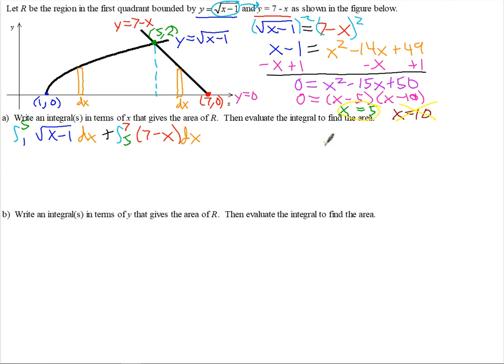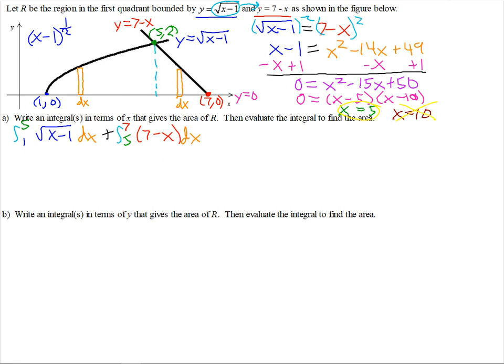Then sometimes we'll ask you to set up, sometimes actually evaluate. So let's evaluate this. This one you could think of as square root of x, sorry, x minus 1 to the 1/2. And then you can use u substitution, setting u equal to x minus 1. Or you can use a shortcut, because the derivative of x minus 1 is just a constant of 1.